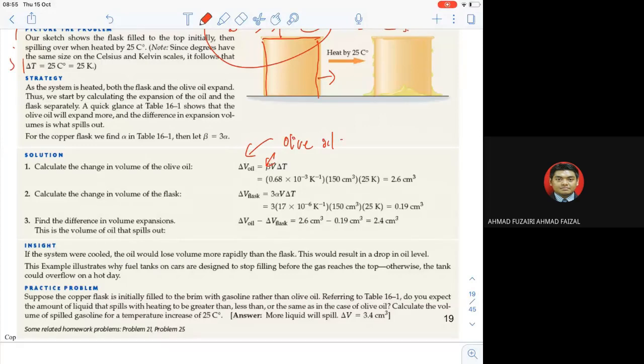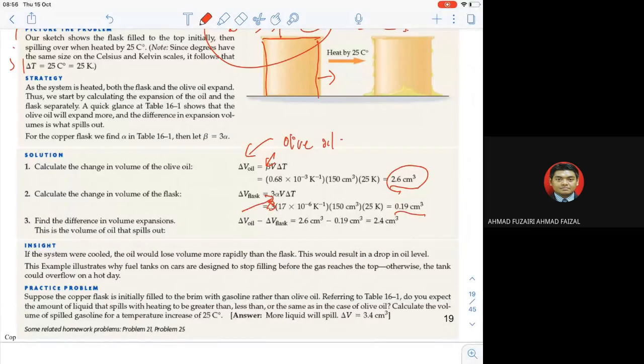Okay, so you will get 2.6 centimeter cube. When we heat, it will also heat the flask. The flask is made from copper, so you will use 3 alpha. Number 3 times alpha. Alpha for the copper is 17 × 10 to the power of negative 6, times V, 150 centimeter cube, times 25 K. This is also equivalent to 0.19 centimeter cube.